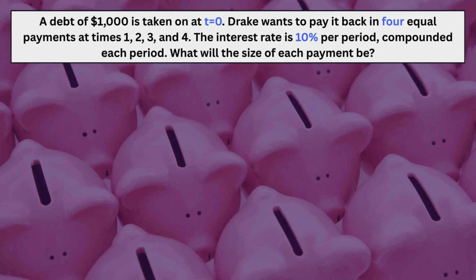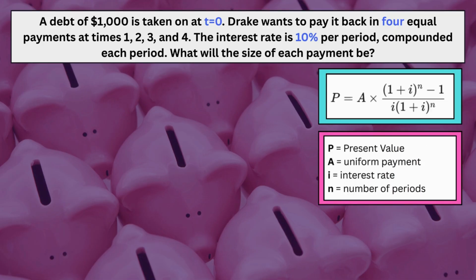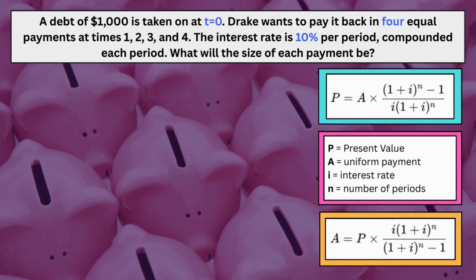This is a classic present worth of an annuity problem. The present value, PV, of an annuity is the current worth of a series of equal future payments, discounted back to the present day using an interest rate. We use the following formula to find this type of present worth. Here, P is the present value of the loan, A is the uniform payment we're solving for, i is the interest rate, and N is the number of periods. Since we want to isolate A, we will rearrange the formula as shown below.